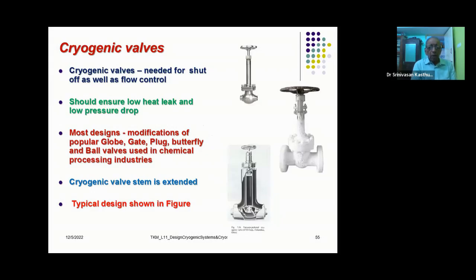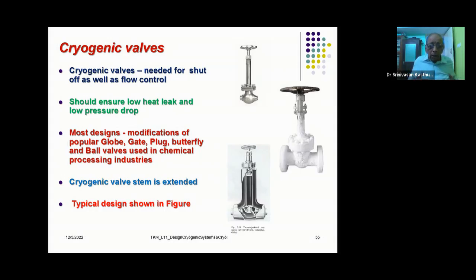Okay, first of all, we'll talk about cryogenic valves. The cryogenic valves are needed for either shutting down the flow of fluid or to allow the flow of fluid. So it is needed on the lines. For example, if I have a cryogenic tank, at the end of the cryogenic tank, I should have a shut-off valve so that cryogen is not wasted. It is able to hold the cryogen within the cryogenic tank.